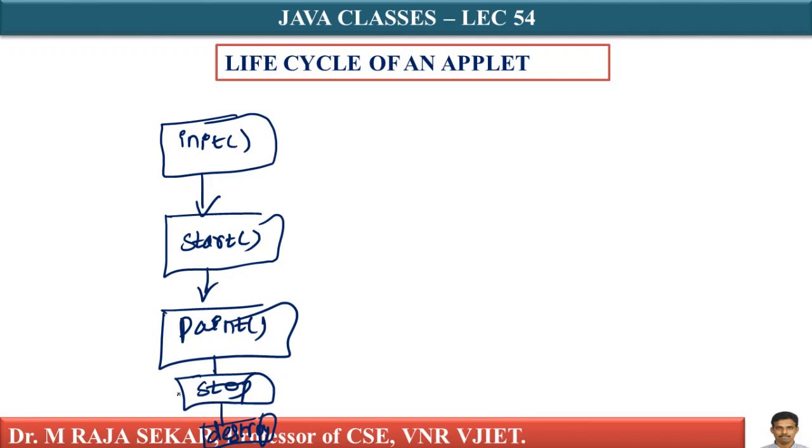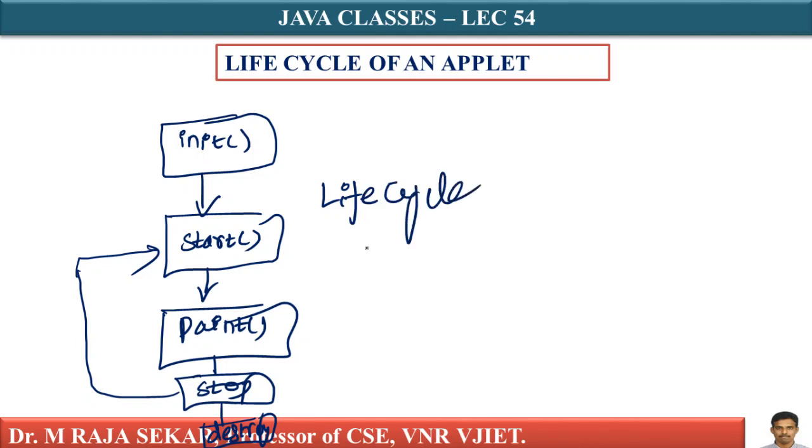What happens from the stop method? From the stop method, where can I go? I can go to the start method. From stop, either I can go to the start method or I can go to the destroy method. This is the life cycle of an applet.